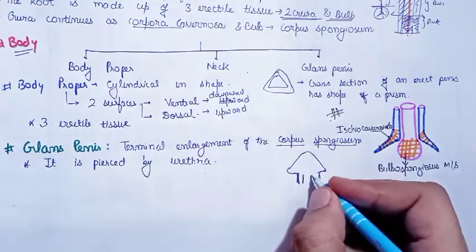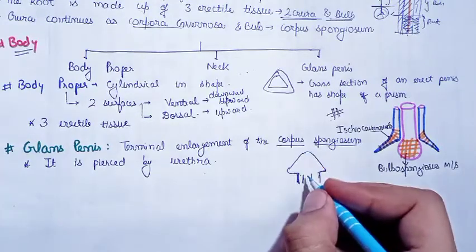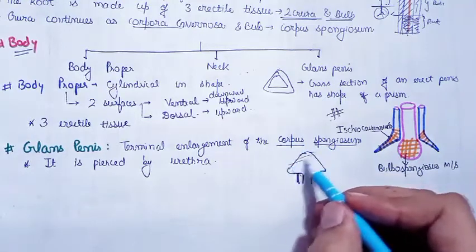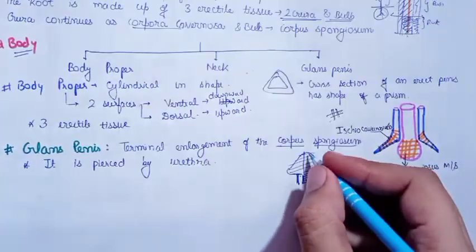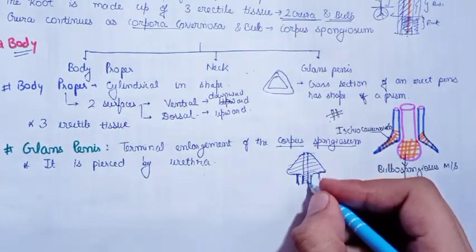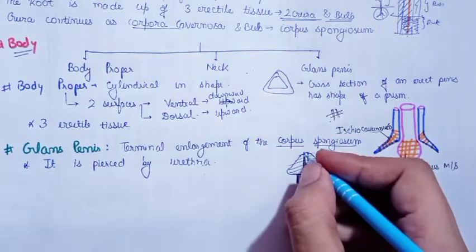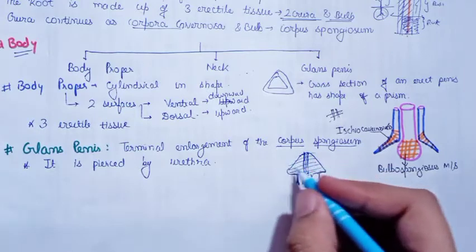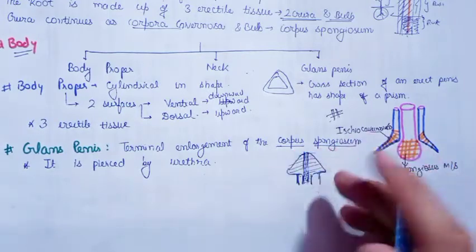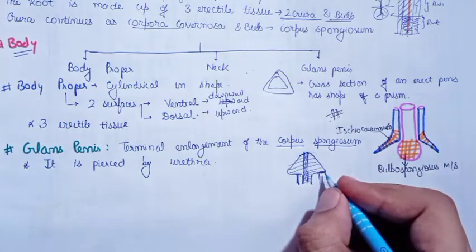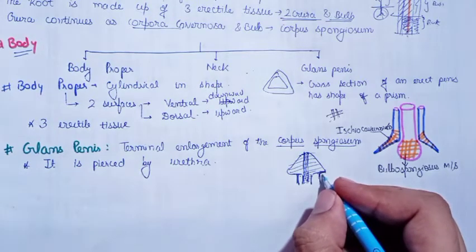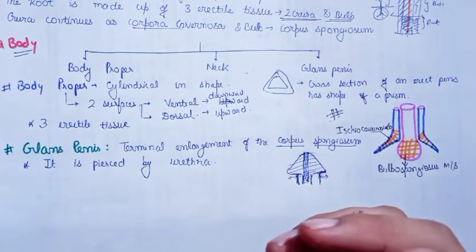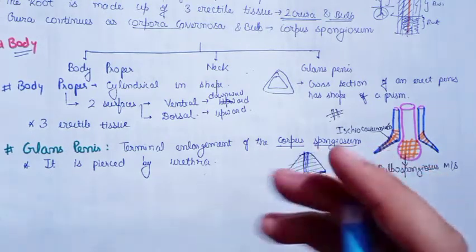So this is the body part, and this is the extended part of the corpus spongiosum. This is just the terminal expanded portion of the corpus spongiosum pierced by the urethra. Here you can see a slight projection extending above the body of the penis. This projection is given a certain name and is called the corona glandis.